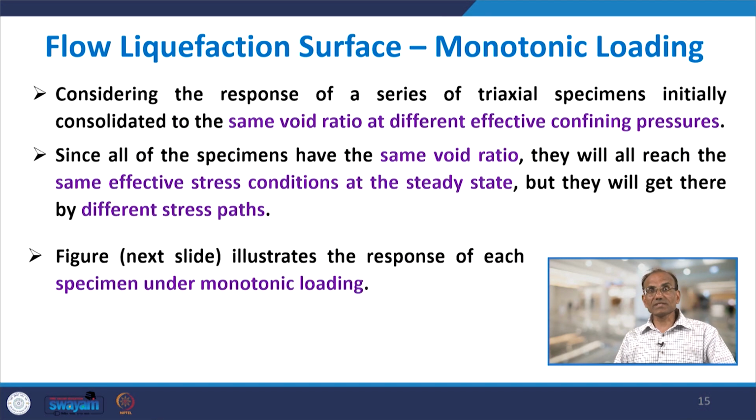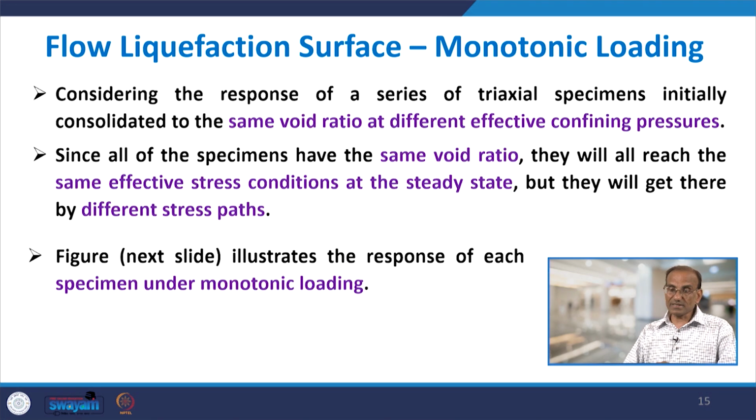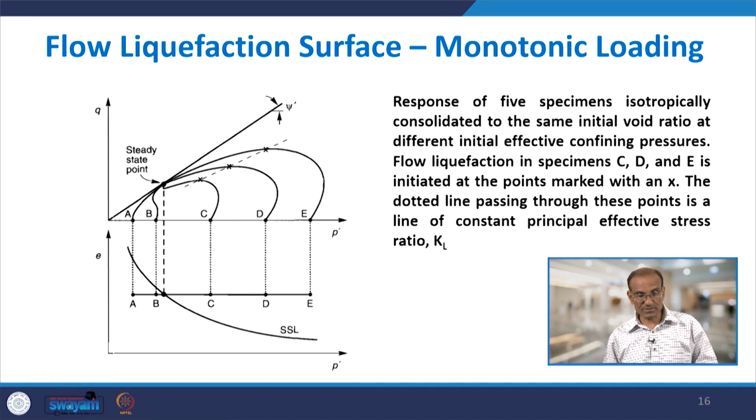Considering the response of a series of triaxial specimens initially consolidated at the same void ratio, that is, the void ratio is kept constant, with different effective confining pressures. Since all of the specimens have the same void ratio, this has been done in the next case. Another case we are considering here is triaxial specimens which are consolidated to the same void ratio at different effective confining pressures. So, this is the case here.